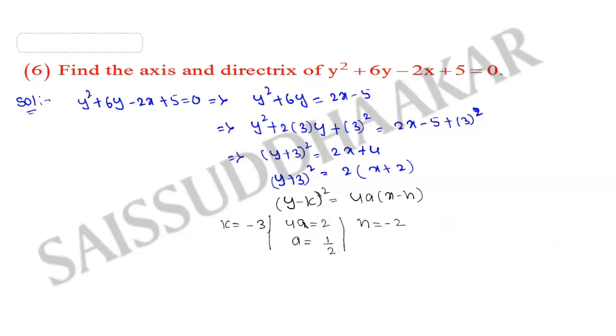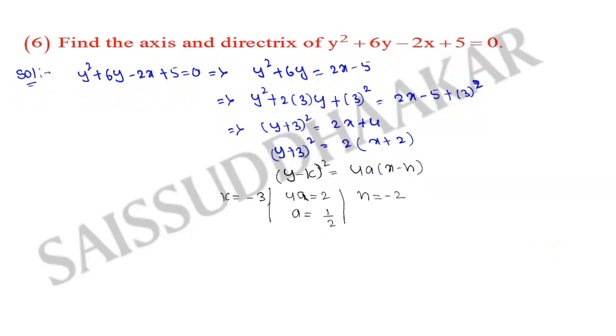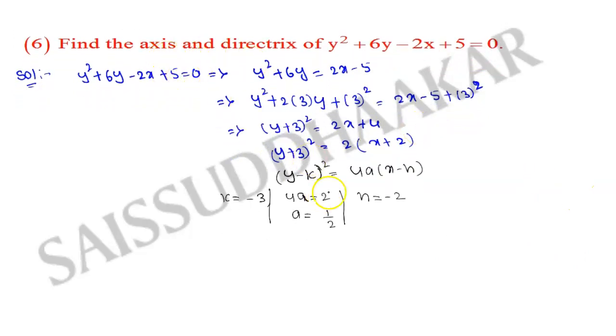Right? So in the question he is asking for the equation of the axis. Axis, in the sense, is whatever is on the left side. So who is there on the left side? y minus k. So the axis is y minus k is equal to 0. Here the k value is minus 3, so minus of minus will become plus. So y plus 3 is equal to 0. That is the equation of the axis.